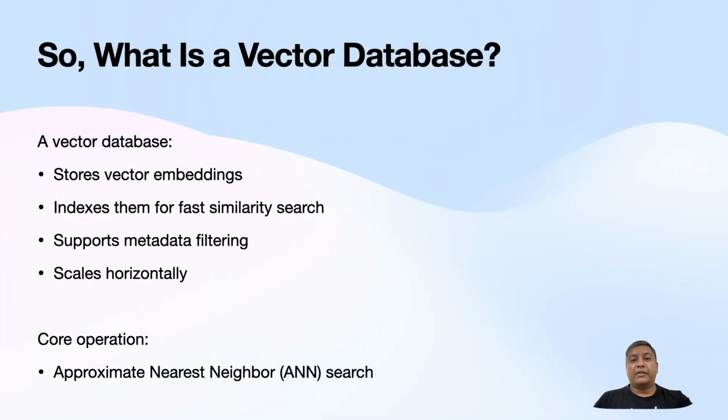A vector database is a system designed specifically to solve this problem. It stores embeddings, builds special indexes on them, and allows you to quickly find vectors that are approximately the closest match. The keyword here is approximate. We sacrifice a tiny bit of accuracy in exchange for massive performance gains. And in practice, that trade-off is almost always worth it.